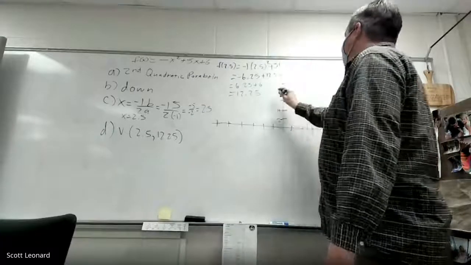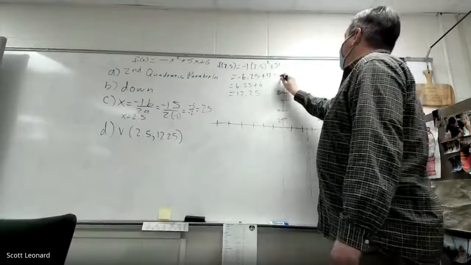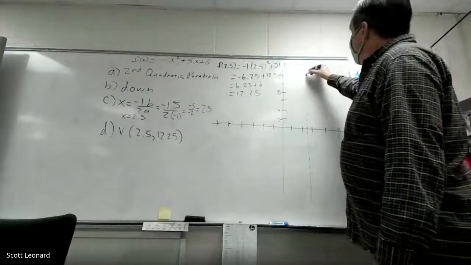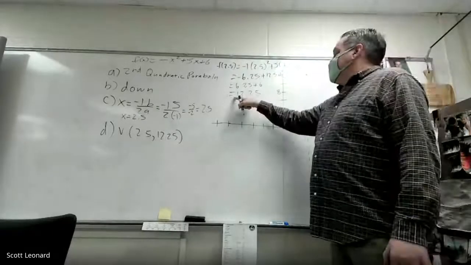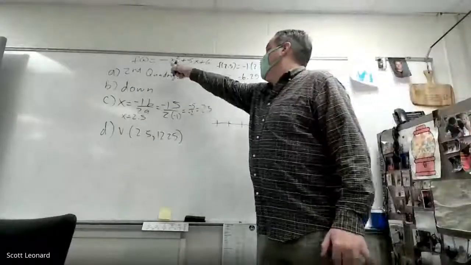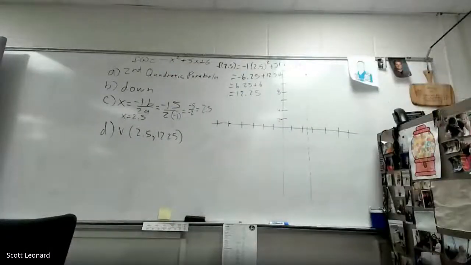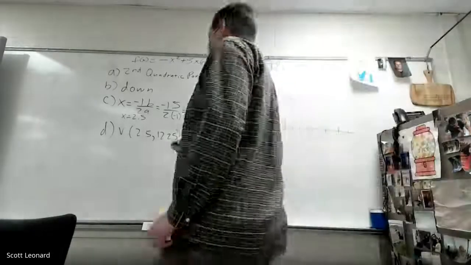I don't have to label every one. I can skip. I can do that. All right. So I'm going to go up here. All right. I got a positive 12.25. You told me it's going to open down. Okay. Where's the y-intercept at? Now, E, we learned y-intercept yesterday.